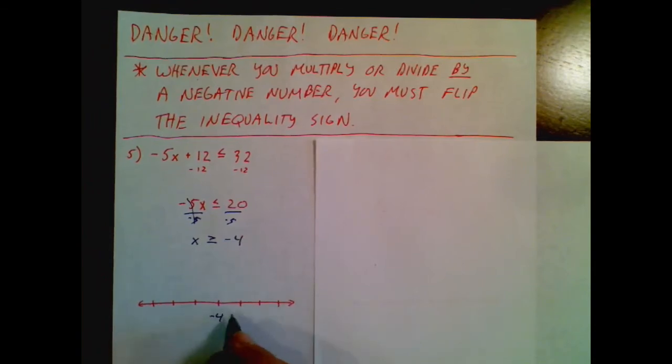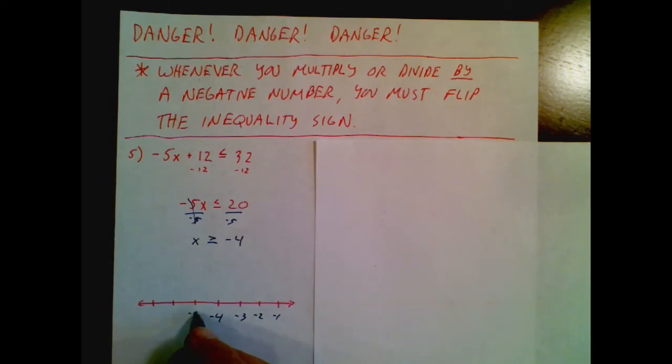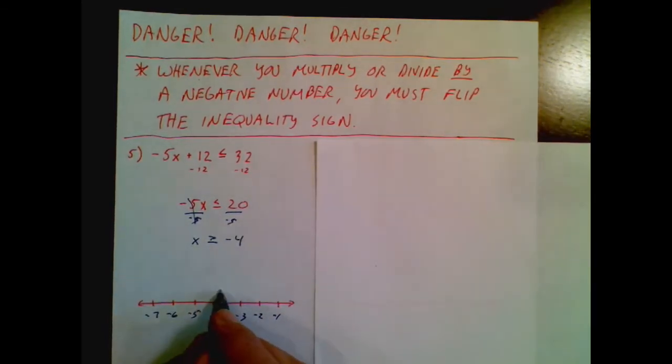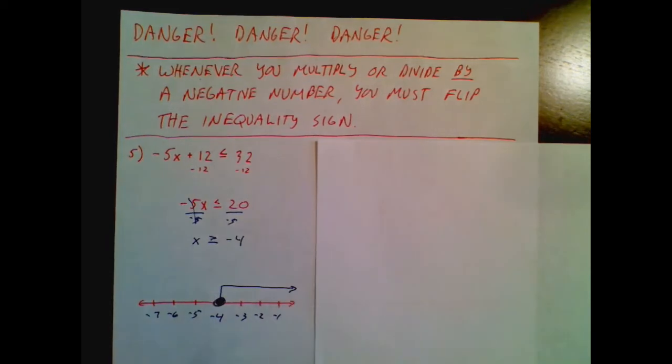So if I make my number line, be careful because I'm in the land of negatives. It's easy to mess up that number line. X is greater than or equal to -4. It's a closed circle, and I shade anything to that side.